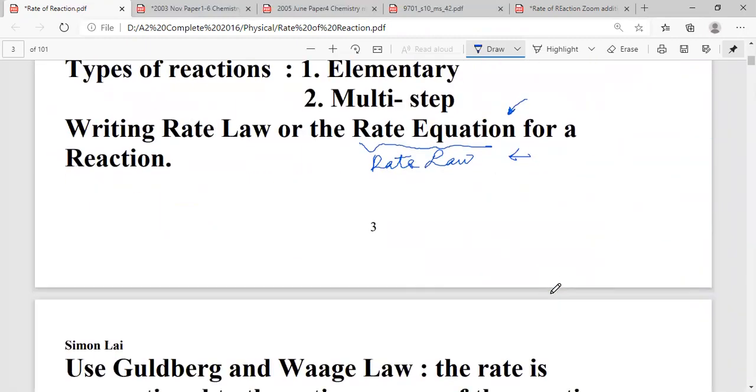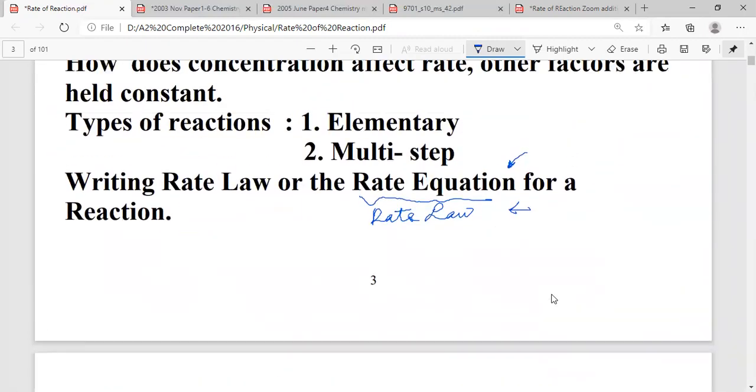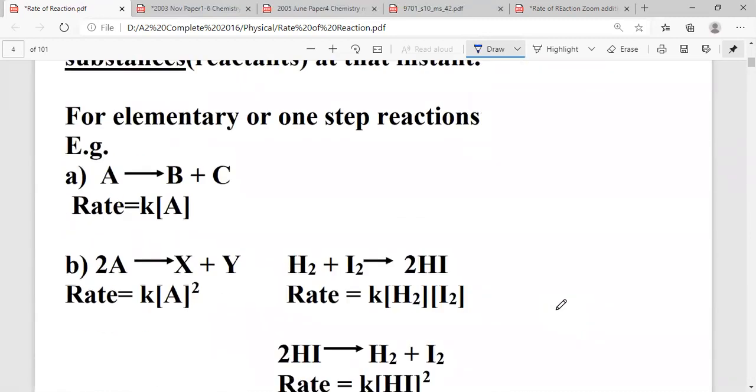Before that, you need to know that there are basically two types of reactions. Of course there are more, but for us, we're going to talk about elementary reactions, or elementary step reactions. Elementary means there's only one step, like A gets B and C, one step. A plus A gives you X plus Y, like H2 plus I2 gives you 2HI. This is one step; there are no multi-steps.